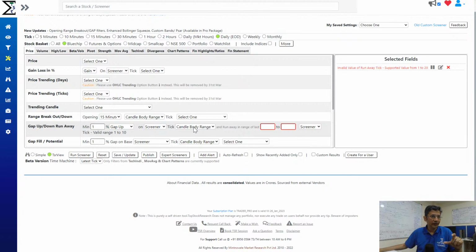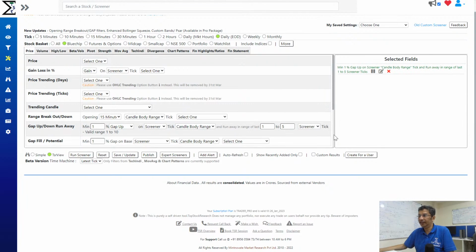Now what you can do is you can do gap up at a candle level, entire high-low range, or you can do only at the body level, right? Whichever you are looking at. So what we are doing is minimum 1% gap up on body, and the runaway is at least 0 to, let's say, 1 to 5 ticks. Let's say 5 ticks. I'll explain to you what this is.